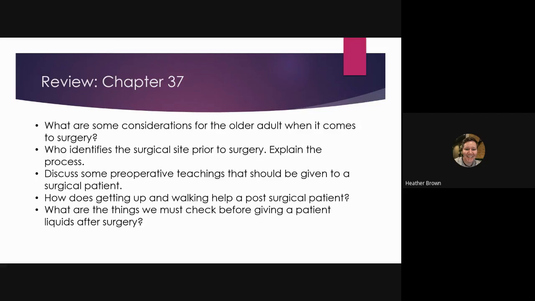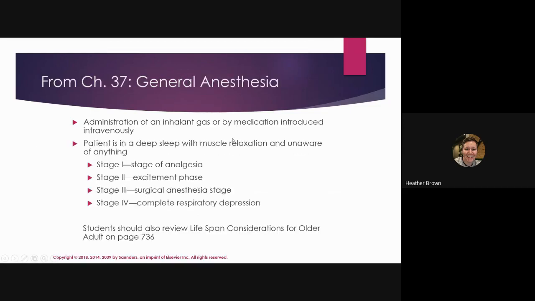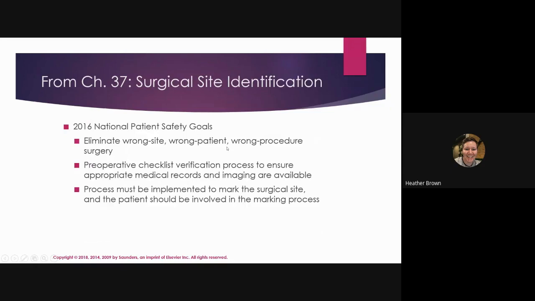Okay, so after surgery, we're going to check those bowel sounds and add it to that list of other things that we're checking. So I'm going to cruise over. We're going to go through chapter 37. So general anesthesia, we talked a little bit about that. There's some special concerns for older adults on page 736. You can review that as well. We talked about how the patient needs to participate. They need to be conscious when we go ahead and mark that surgical site.